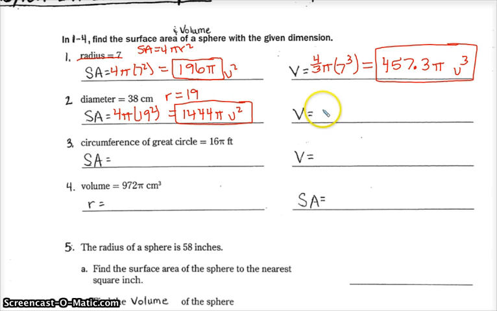For volume, I take my formula, 4/3 pi times the radius cubed, and my radius is 19 again. 19 cubed times 4/3 gives me 9,145.3 pi units cubed.